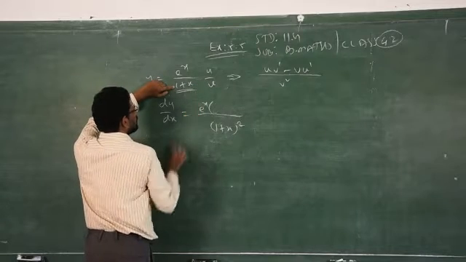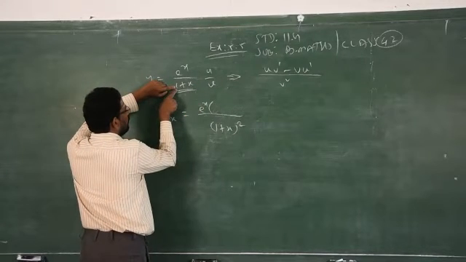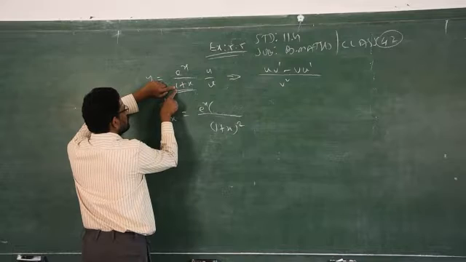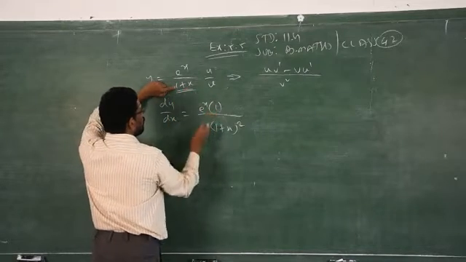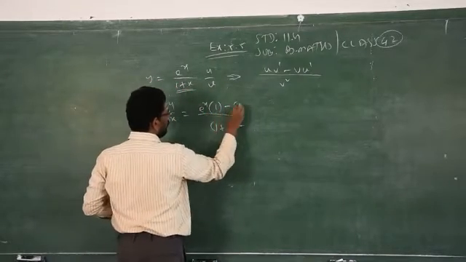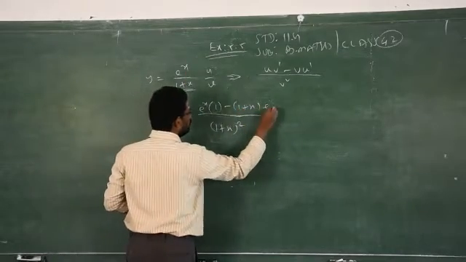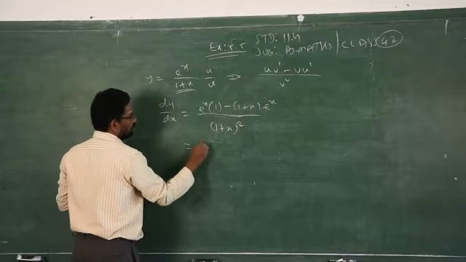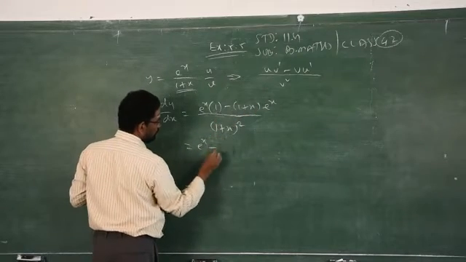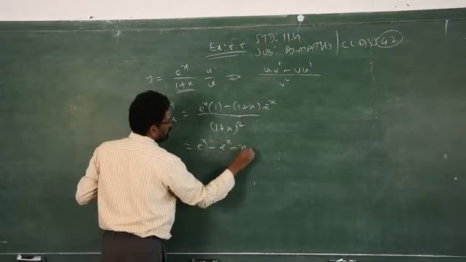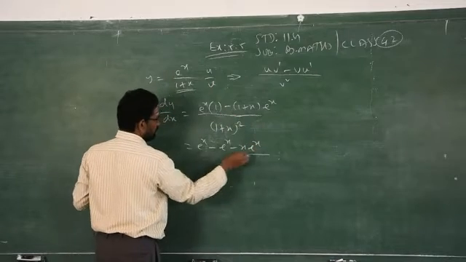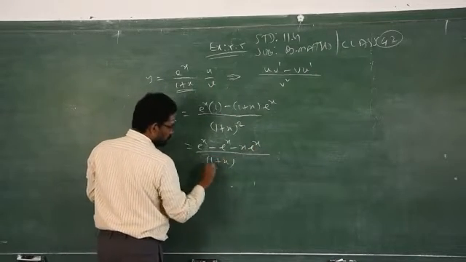Differentiate 1 plus x. When you differentiate 1, the differentiation of a constant is 0, and the differentiation of x is 1. Minus, then keep the denominator as it is, differentiate the numerator: e power x is always e power x. Then you have to multiply x into e power x, along with the minus sign, over 1 plus x the whole square.